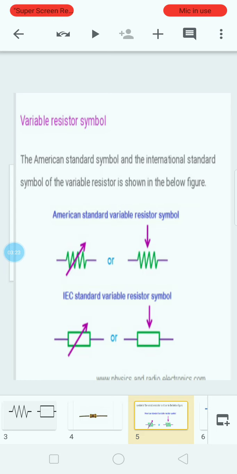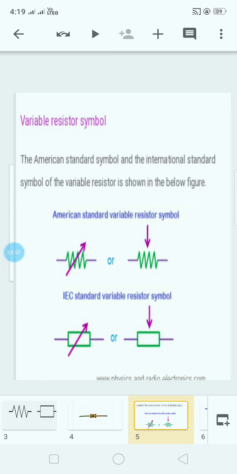Variable resistors are mostly used when the user does not know what exact resistance value he wants. The process of limiting or restricting the electric current to a certain level is called resistance. The device which is used to restrict the flow of electric current to a certain level is called a resistor.